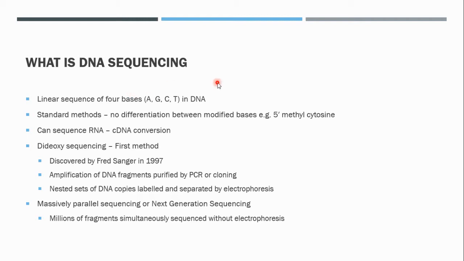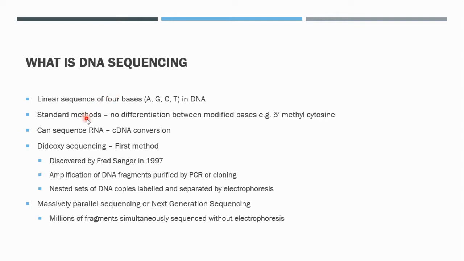Let's begin by discussing what DNA sequencing is. So we know that in our genomes we have a code, which is the genetic code, and our DNA is composed of four main bases: adenine, guanine, cytosine, and thymine. So the linear sequence, or the order in which those four bases exist in DNA, in order to determine that linear sequence, we use a technique called DNA sequencing.